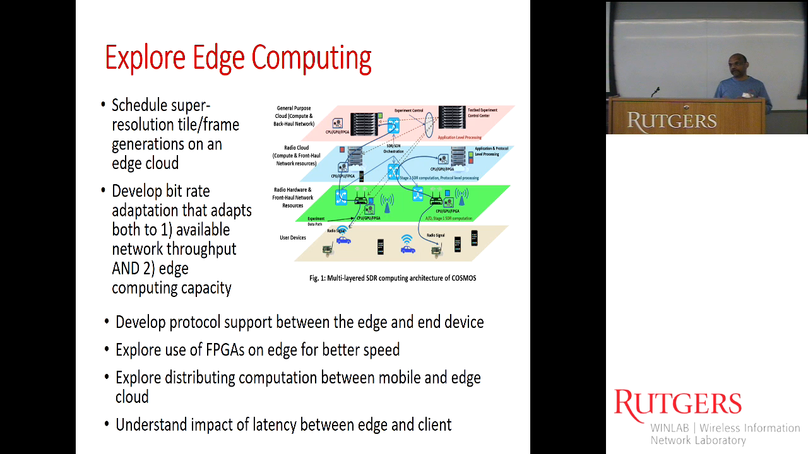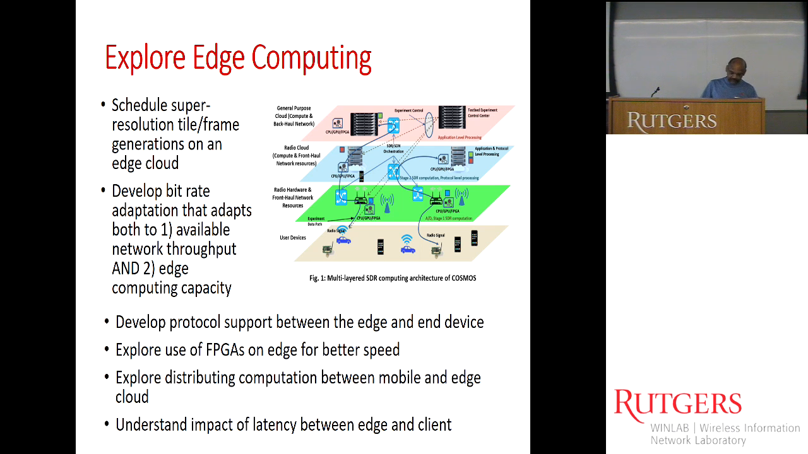The interesting thing on the edge will be that the capacity will be variable. It's not constant because the edge will be doing other things and not just our work, and that could be multiple processors, or a small number of processors. So depending on the availability, the ABR will have a new twist. It's not adapting just to the network, but also to the edge capacity. And we need to develop, of course, the appropriate protocol support from the edge and the device. As I said, we are really interested in using FPGAs on the edge for better speed.